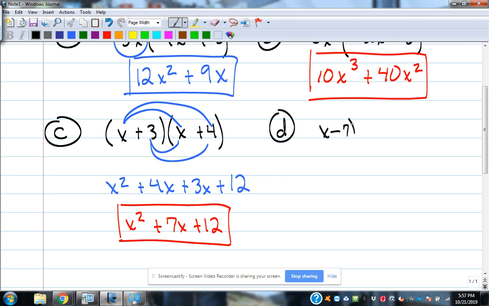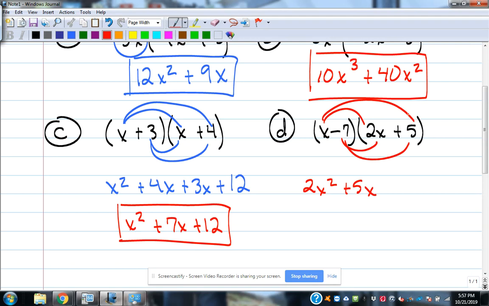So x minus 7 times 2x plus 5, something like that. So mix in some sign changes there. We're going to distribute x minus 7 to 2x plus 5. So I'm going to distribute positive x to both terms. It'll be 2x squared plus 5x. And then when I distribute, I'm going to distribute negative 7. So be careful and carry your sign with you when you multiply. That'd be negative 14x and negative 35. Just be careful on your signs. It's the most common mistake.